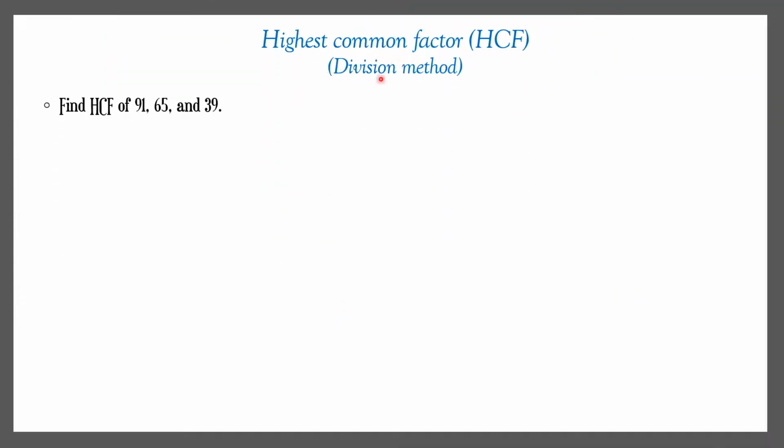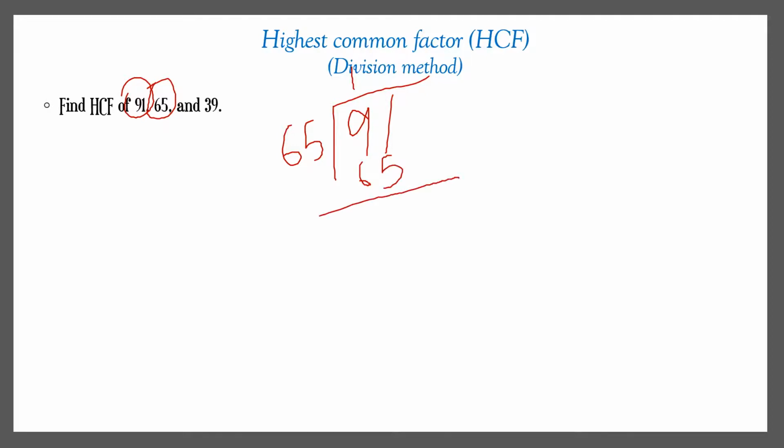Highest common factor using the division method. Now we have to find the HCF using the division method. In this method we first look for the highest number, which is 91 here, and the number smaller than 91 is 65. So we will make 91 the dividend and 65 the divisor. Let's divide. If we multiply 65 with 2, we'll get a bigger number than 91, so we'll have to do it with 1. 65 ones are 65, so what's the remainder? It would be 26. Now 26 is smaller than 65, so we'll write 65 here.